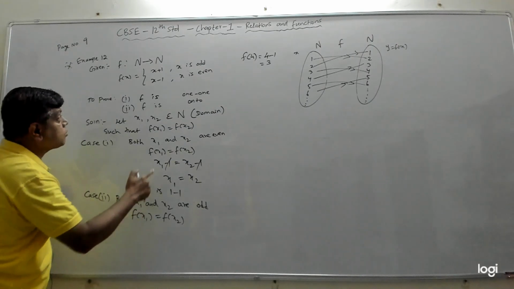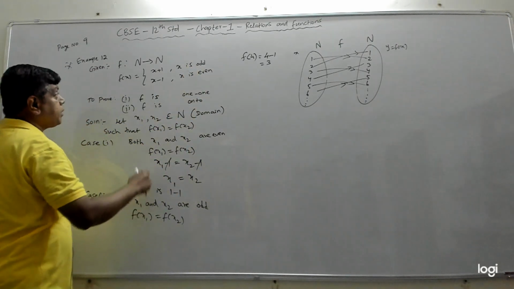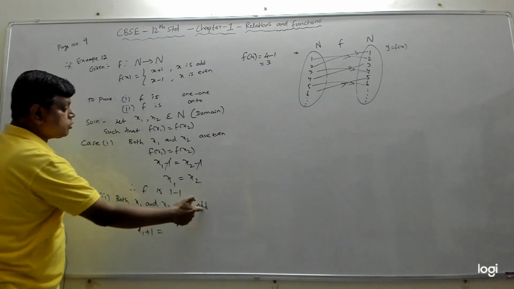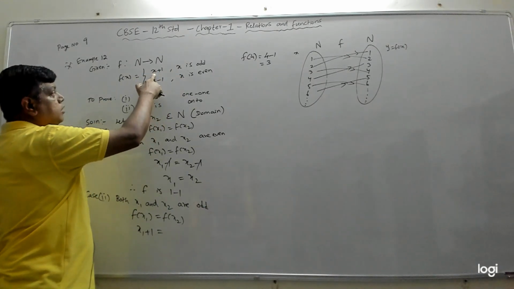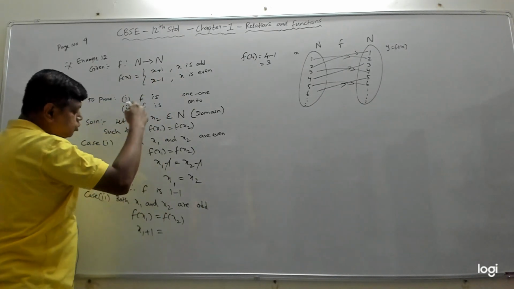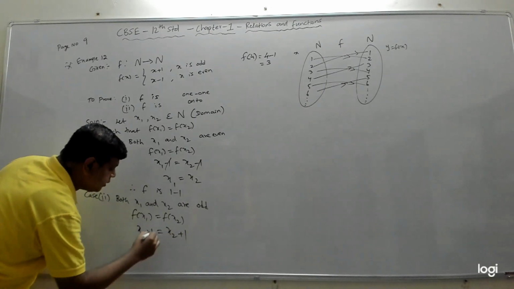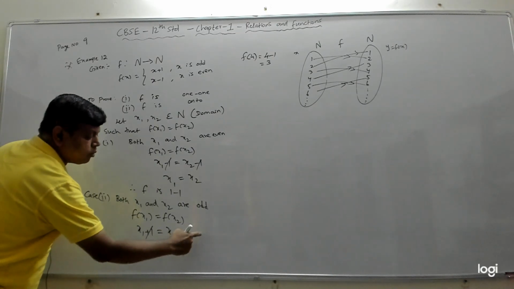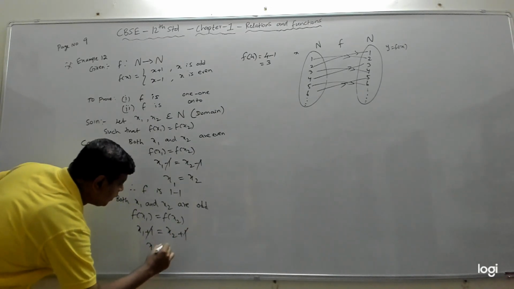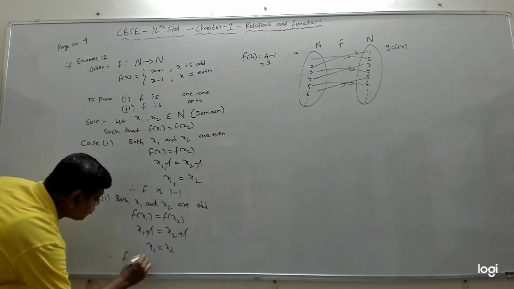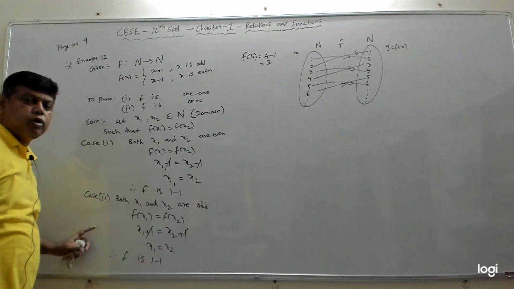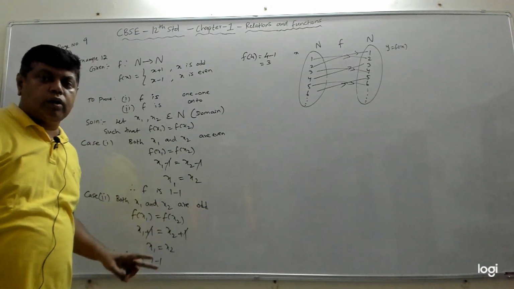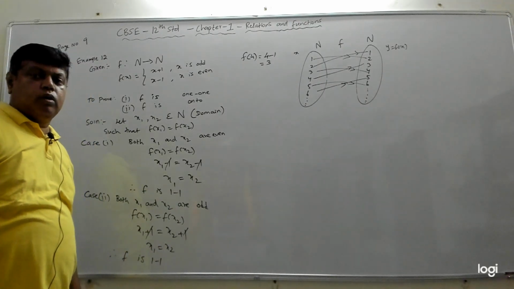So f of x1 is what? x1 is odd. x1 is odd means my f of x1 will become x1 plus 1 equal to my f of x2. x2 is also odd. When x2 is odd, I have to use this function. So f of x is x plus 1 means f of x2 will be x2 plus 1. Now again this plus 1 will go, or you can take this plus 1 to this side, it becomes minus 1. So plus 1 minus 1 becomes 0. So you get x1 equal to x2. Therefore in this case also f is 1 to 1. Case 2 also f becomes 1 to 1. So when x1 and x2 both are even, f is 1 to 1. When both are odd, also f is 1 to 1.